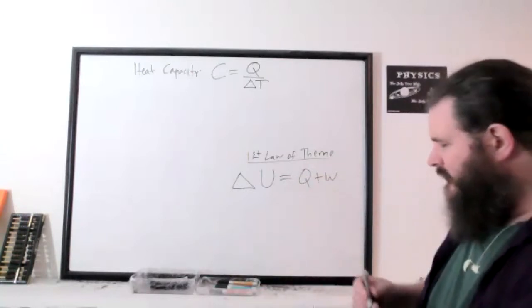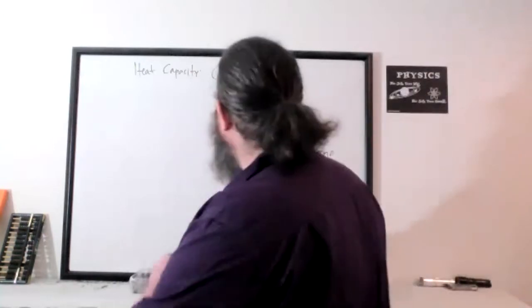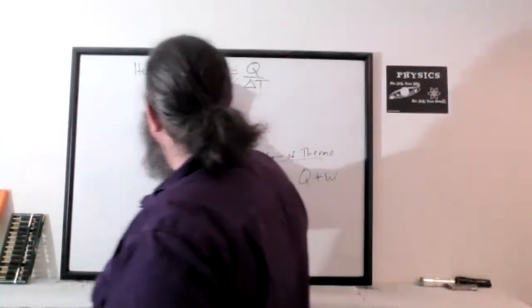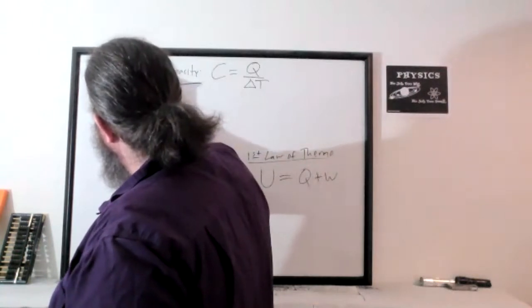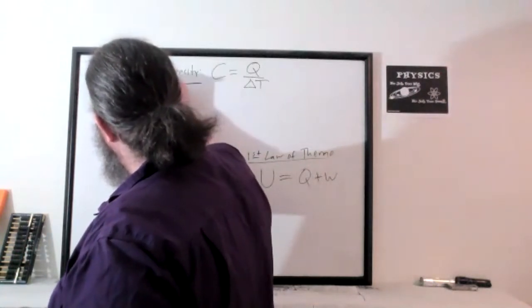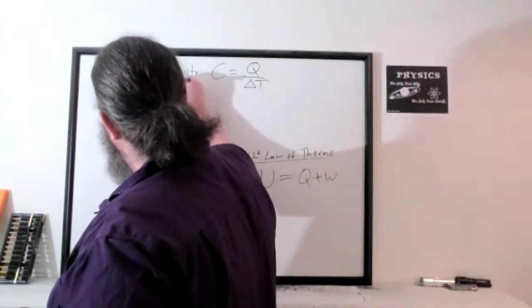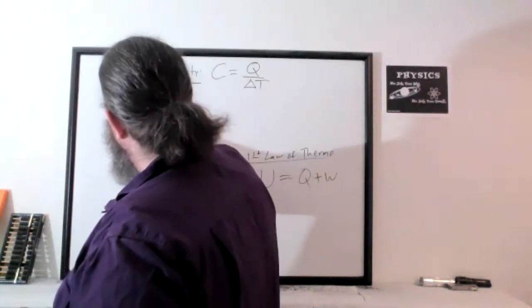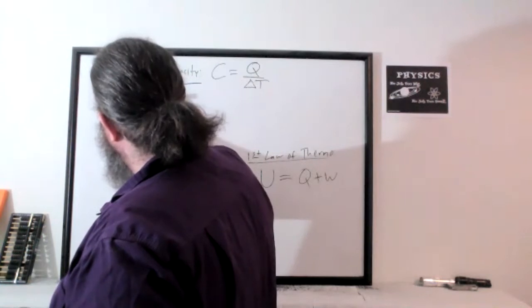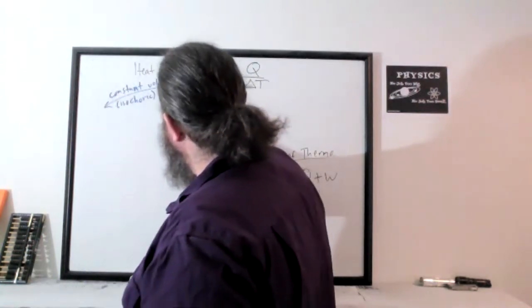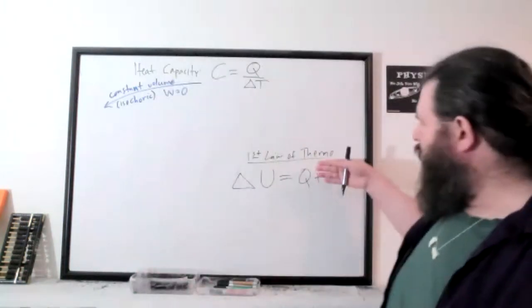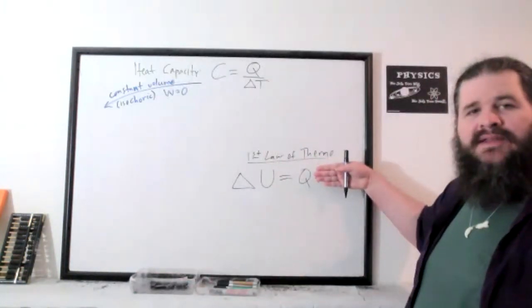So let's take a look at that situation first. If there's no work, so constant volume, isochoric, guarantees that work is zero. And if work is zero, then Q is delta U.